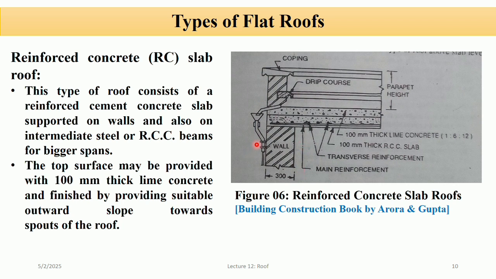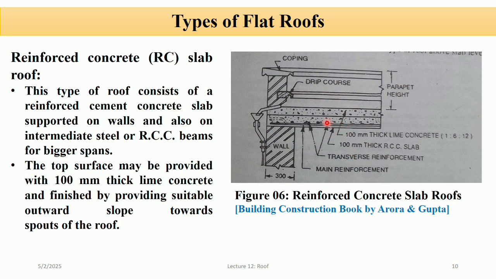So in this, the roof consists of a solid concrete slab made by mixing cement, sand, aggregate, and water, with steel reinforcement bars embedded inside. You can see in this, this is the transverse reinforcement, and this is the main reinforcement. So the combination provides both compressive and tensile strength, making it suitable for short and long spans.